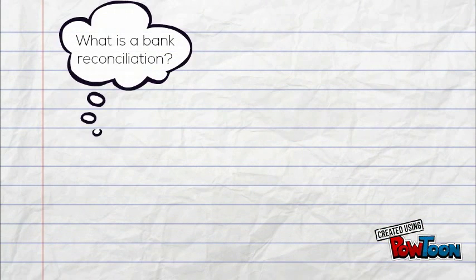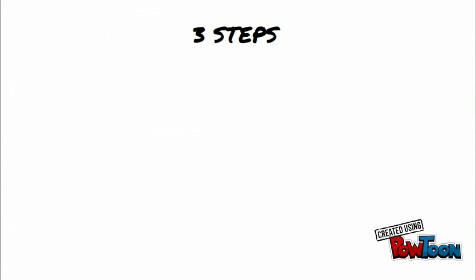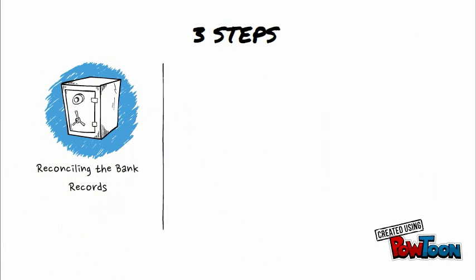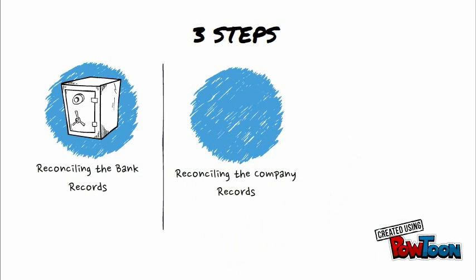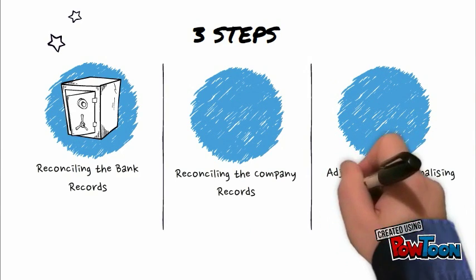Bank reconciliation is the process of reconciling the differences in the bank's balance and the company's records to the actual cash balance. There are 3 steps involved. First, reconciling the bank balance to the actual cash balance. Next, reconciling the company's records to the actual cash balance. And lastly, adjusting the company's book balance by recording journal entries.